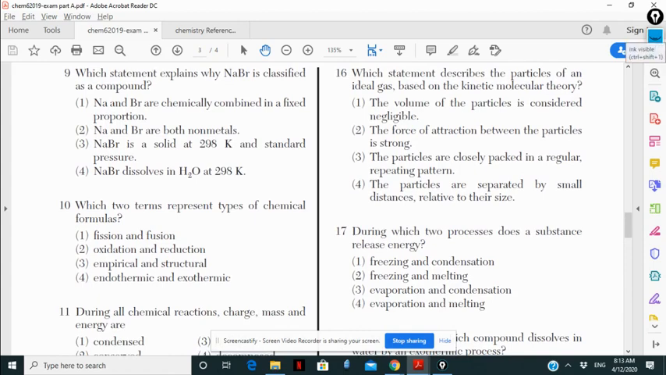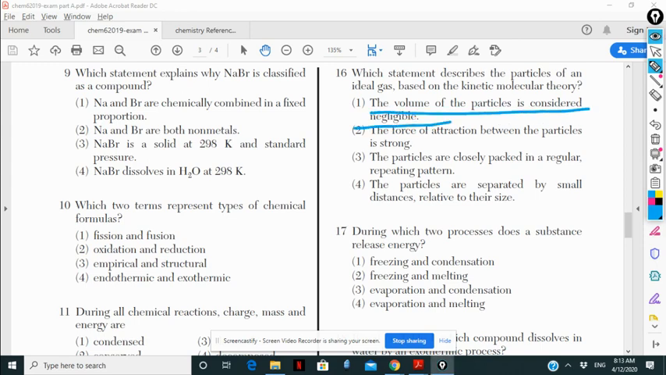Question 16. Which statement describes the particles of an ideal gas? Again, the kinetic molecular theory says that the volume of the particles is negligible, there is no attraction force between the particles, and there is no loss of energy upon collision. So I'm looking for one of these three. In the first one, he said that the volume of the particle is negligible. So that's the correct answer. So 16, number 1.